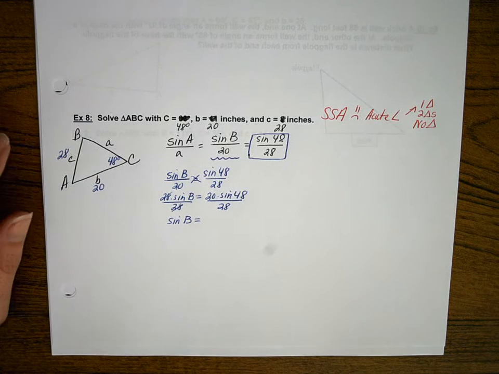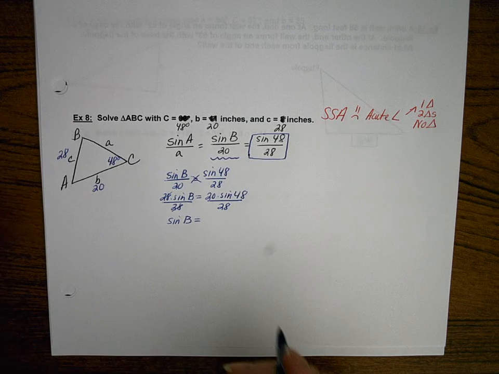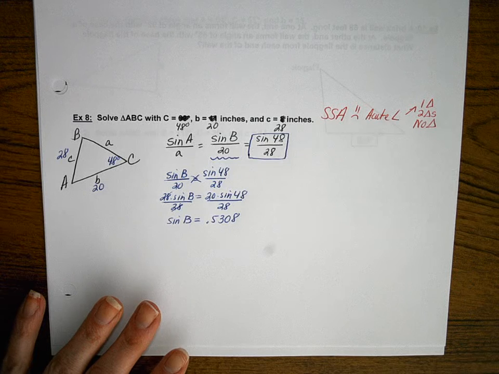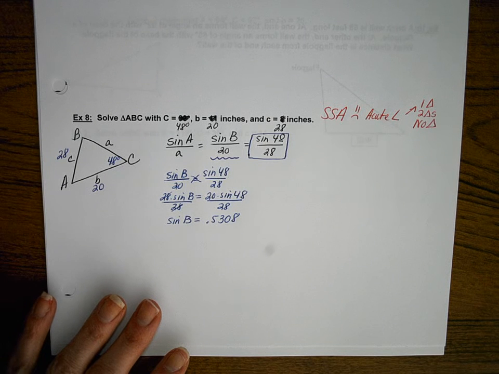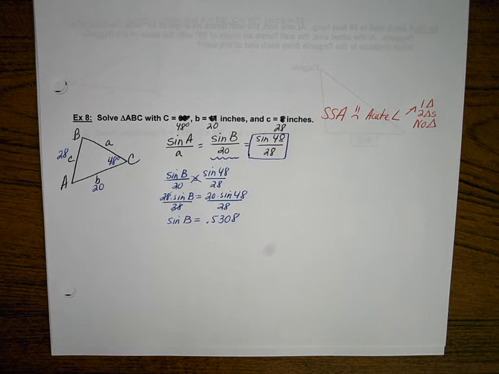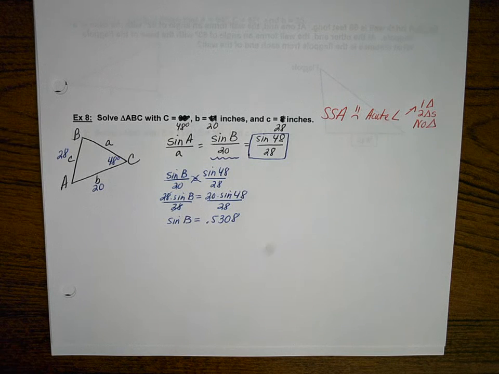All right, get out those machines, working hard. What is 20 times the sine of 48? Enter. Divide by 28. What did we get? 0.5308. All right, everybody double check Casey, make sure she's got it right there. Do we agree with that? Okay. Now, is that the angle B? No, that's the sine of the angle B.